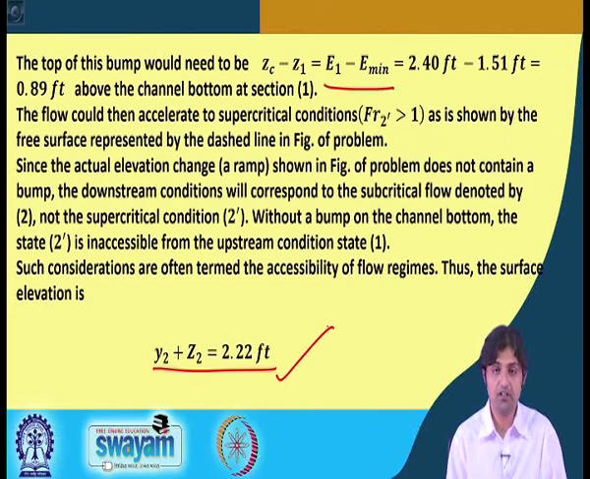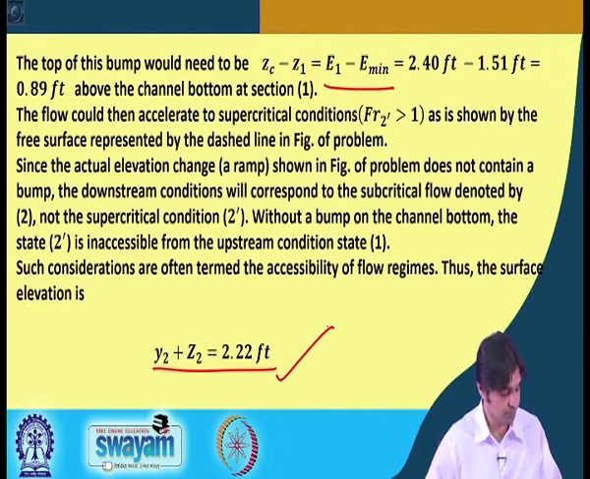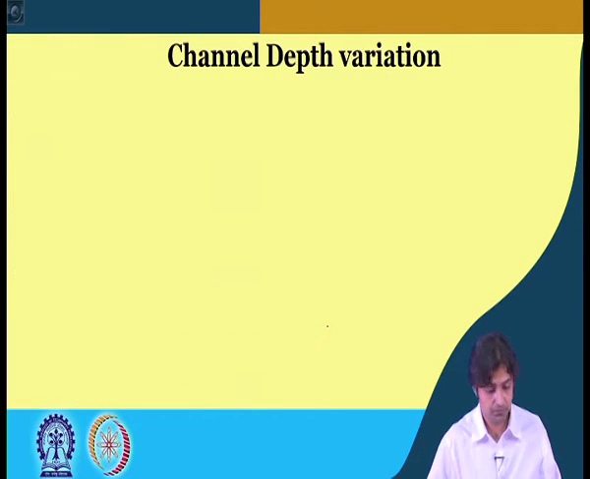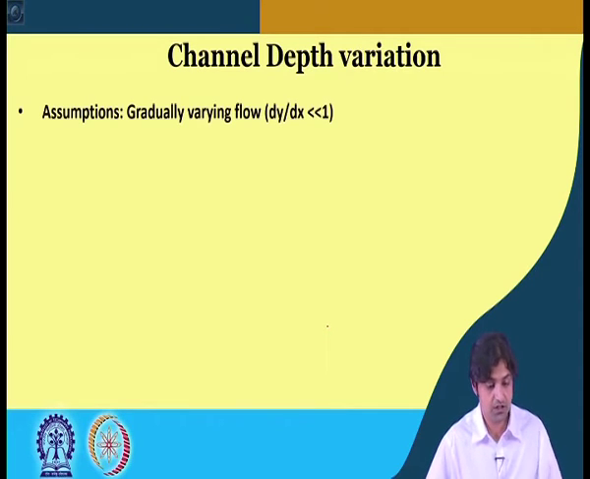If you have understood well, fine, otherwise even if you have not understood this particular discussion about the bump and other things, that is also okay, because what you need to know is how to calculate the specific energy, the minimum energy, the critical depth, is the flow supercritical or subcritical and other things like that. So, I think we can proceed now to a topic that is called channel depth variation.